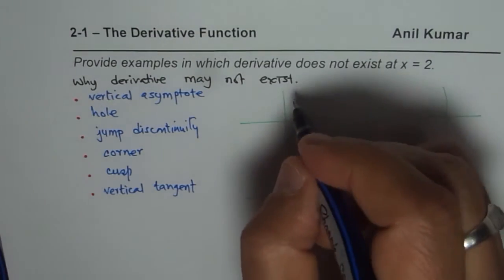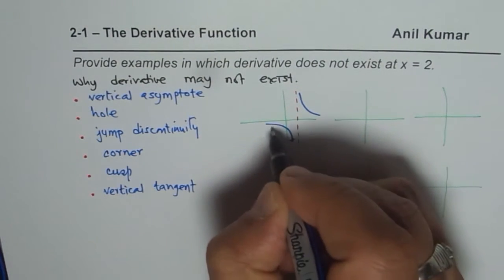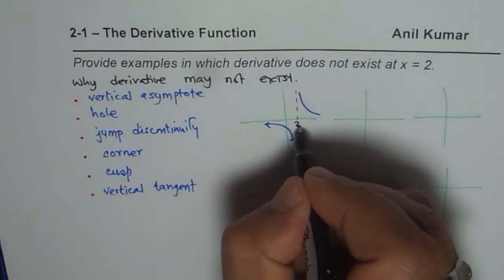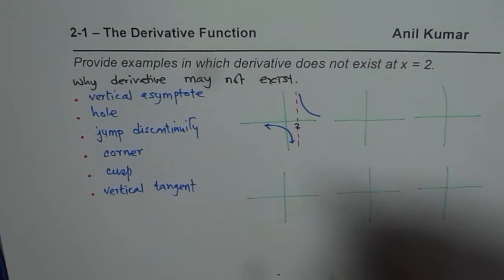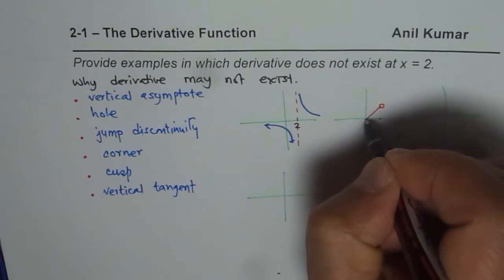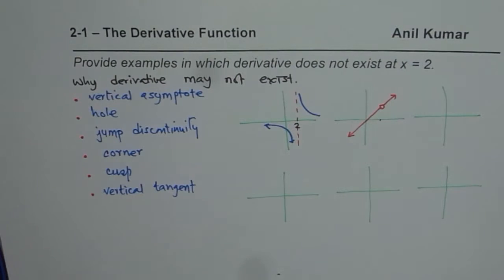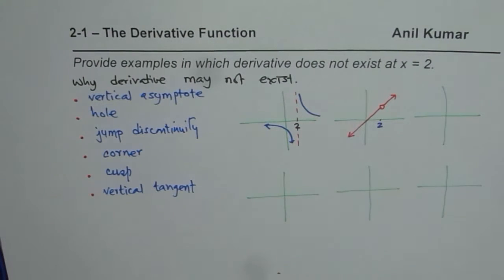And now let me sketch the function here. It could be like 1 over x function, kind of like this. So this graph where we have a vertical asymptote at 2 is not differentiable at 2. Hole at 2. So if I'm looking for a hole at 2, let us say this is 2 for us, so there is a hole here. And if I have a function which is kind of like this, I'm making very simple examples, but you get an idea that this function has a hole at 2, so that point is not in the domain of the function. How can you make a tangent there? That is the whole thing.